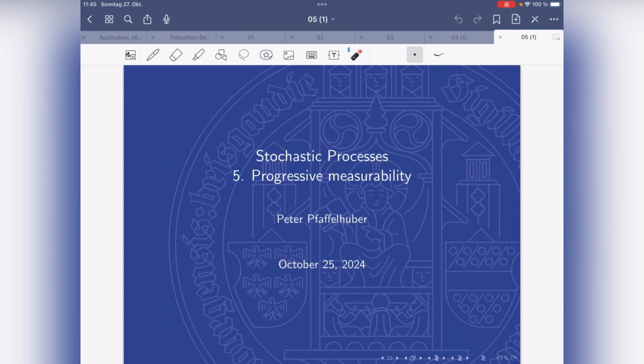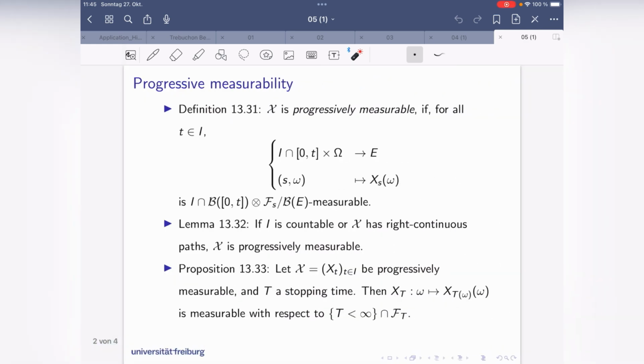So the keyword today is progressive measurability, which is something a bit more than usual measurability. That's a short video, and we will discuss basically these three things here. First, what is progressively measurable? Then we have a statement: if we have a stochastic process which is right continuous, then it is progressively measurable. And if I have a process which is progressively measurable, then this thing here, X_T, which we had already, so X evaluated at the stopping time T, that's a random variable, which means it's measurable. That was not clear up to now, but with this proposition here, it becomes clear.